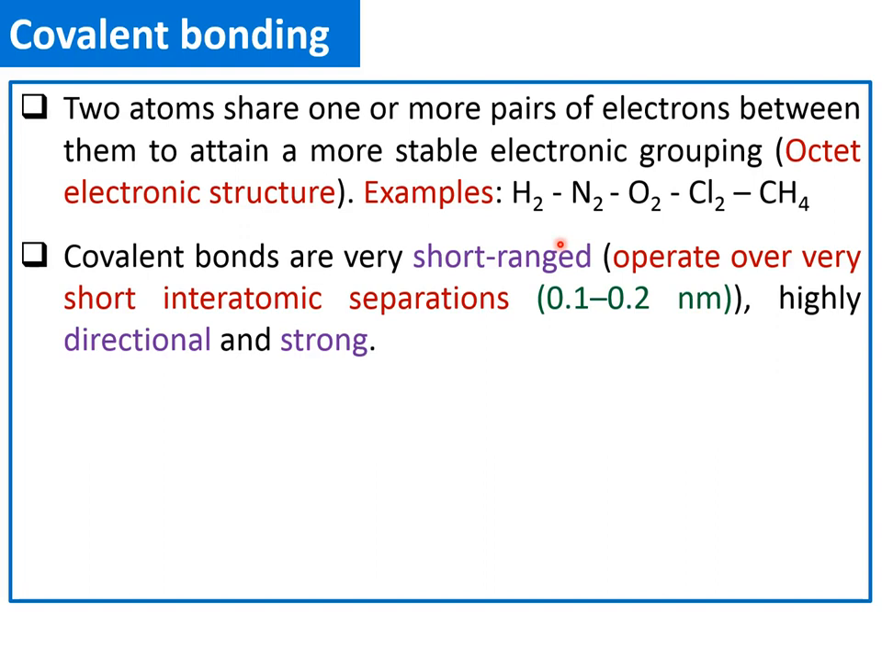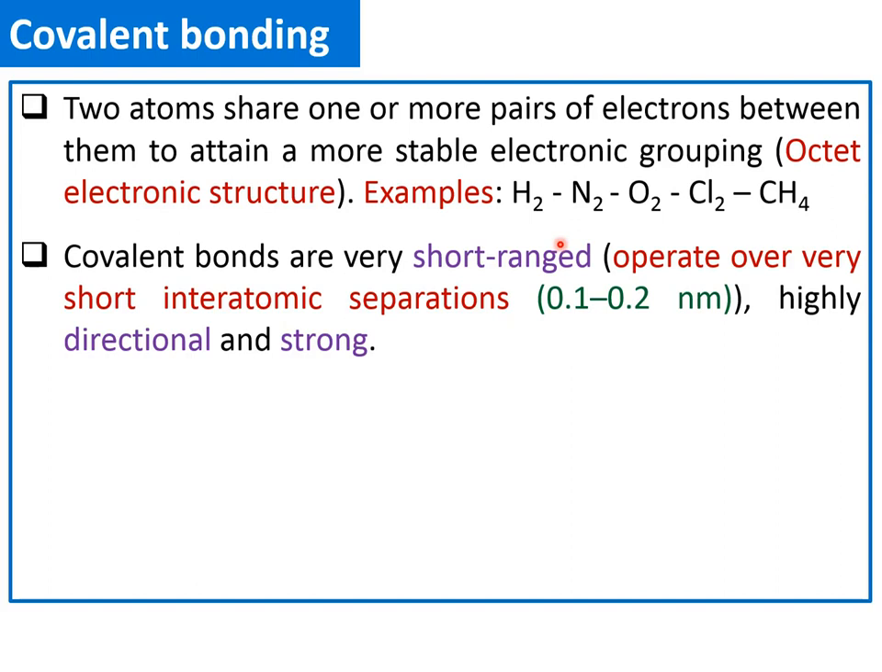So the pair of electrons should move around both atoms. It looks like the pair of electrons is the binder. So for the covalent bond, the driving force is attaining the octet electronic structure. Covalent bonds are very short-ranged, in contrast to the ionic bond.